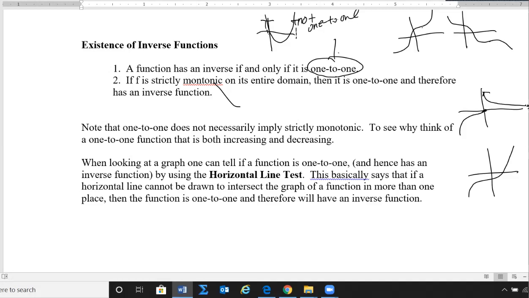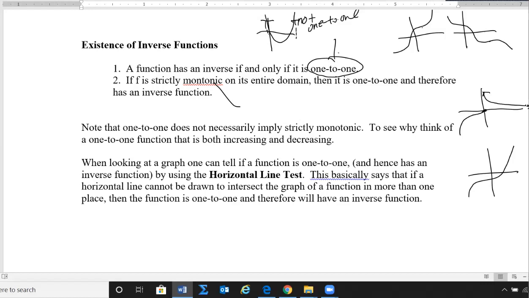So here's a condition for 1-to-1-ness. If it's strictly monotonic on its entire domain, then it will be a 1-to-1 function. So again, strictly monotonic means it's either always increasing or always decreasing. So you'll always have, for one x, exactly one y, and for one y, it's associated with a single x, exactly one x value.